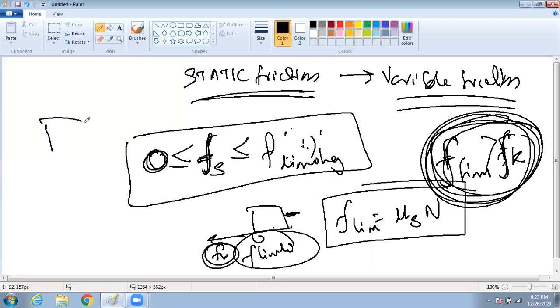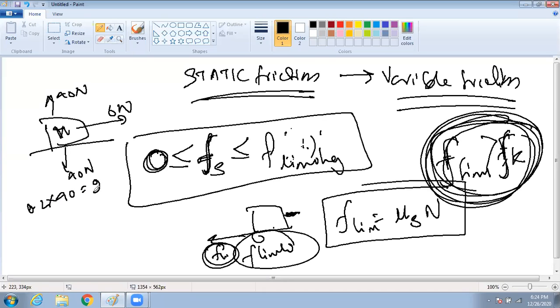Same example, you have a 4 kg body. You are pulling at 6 Newton. So what will be the limiting friction? N is 4 into 10, so N is 40 Newton. Mu s is 0.2. So 0.2 into 40 Newton is how much? 8 Newton.